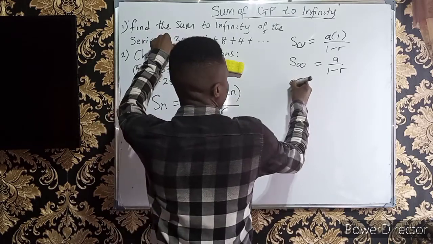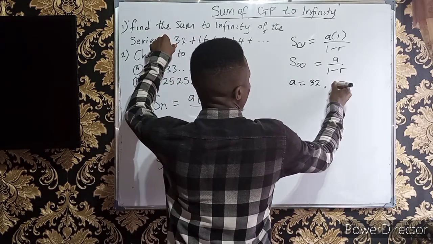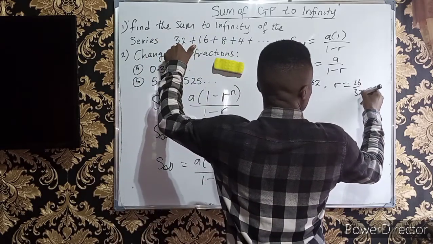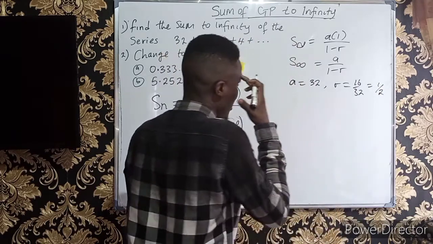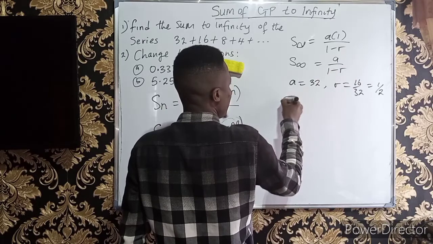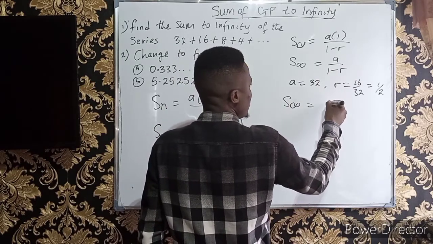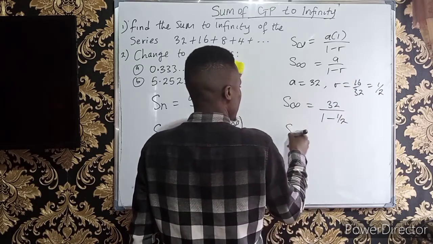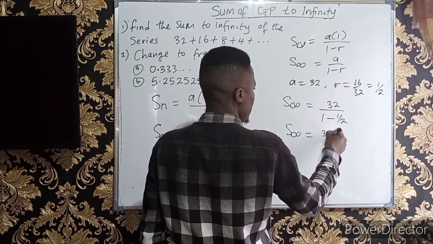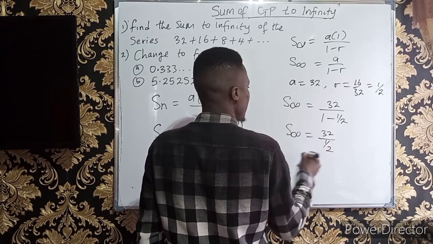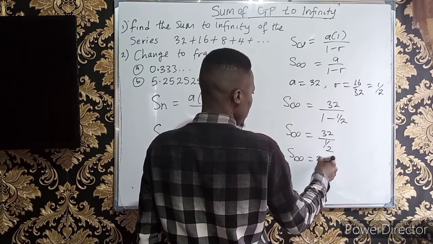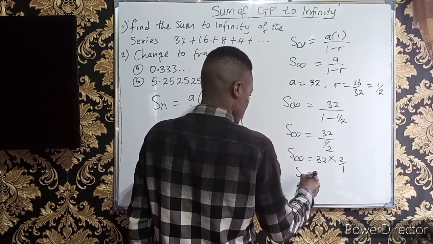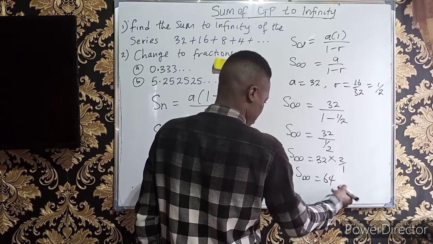In question number one, our first term a is 32. Our common ratio r is 16 over 32, which gives us 1/2. That is our common ratio. So we plug them into this formula. The sum to infinity is a, which is 32, over 1 minus our r, which is half. So the sum to infinity is 32 over 1 minus half, which is half. I change the division to times and turn the next fraction upside down. So the sum to infinity of this GP gives us 64.